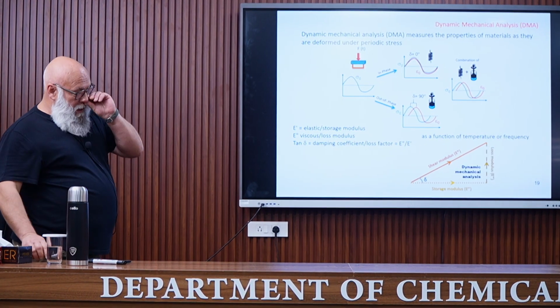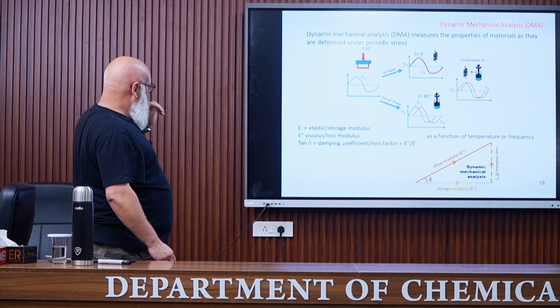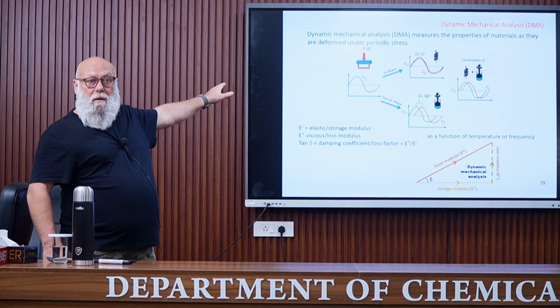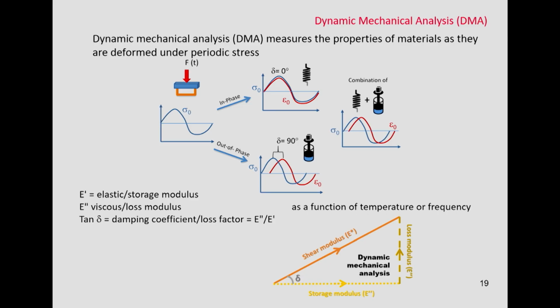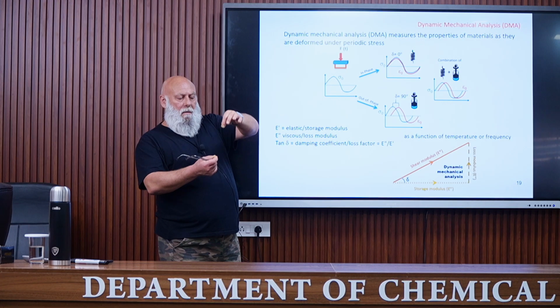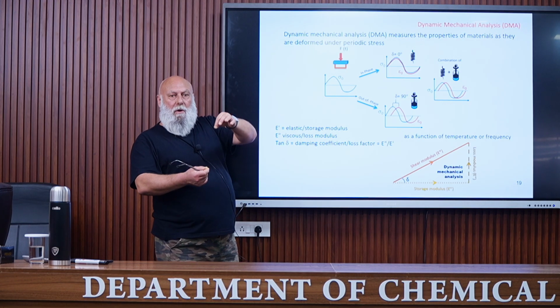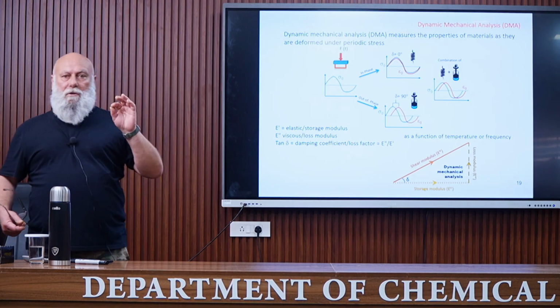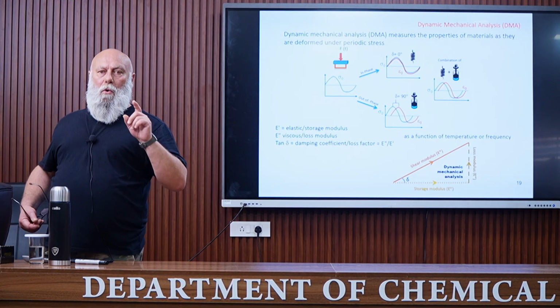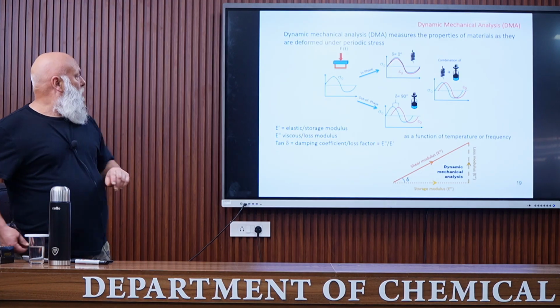So dynamic mechanical analysis, this is my favorite technique of investigation. So DMA measures the properties of material as they are deformed under periodic stress. Meaning that, for example, in tension, we apply periodic stress to the sample. The magnitude of the deformation is very low. So it is in the linear range, below 0.1%.